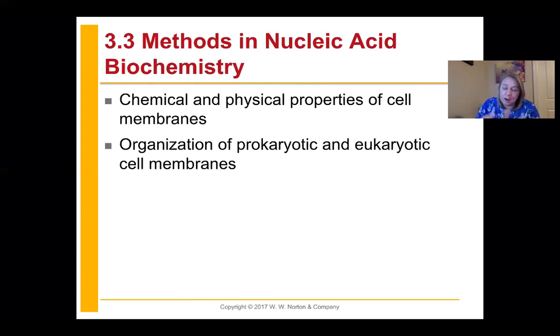And plasmids are circular pieces of DNA. But in order to understand how we do all that, we have to understand chemical physical properties of cell membranes. We have to understand how prokaryotes versus eukaryotes are organized and all this kind of stuff.